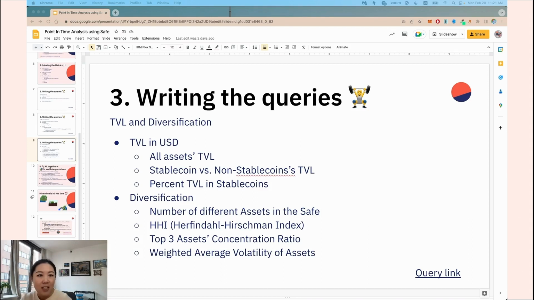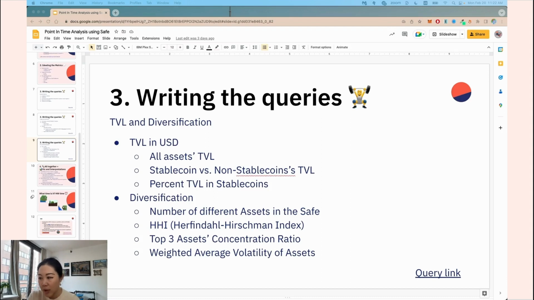First things first, let's quickly cover what are the metrics we will gather in the query today. TVL is the current balance of the safe wallet, so how much money or wealth this particular safe holds. Herfindahl-Hirschman index, or HHI, is a measure to help us understand how diversified a market or a safe is. So the higher the HHI, the less diversified the particular safe is.